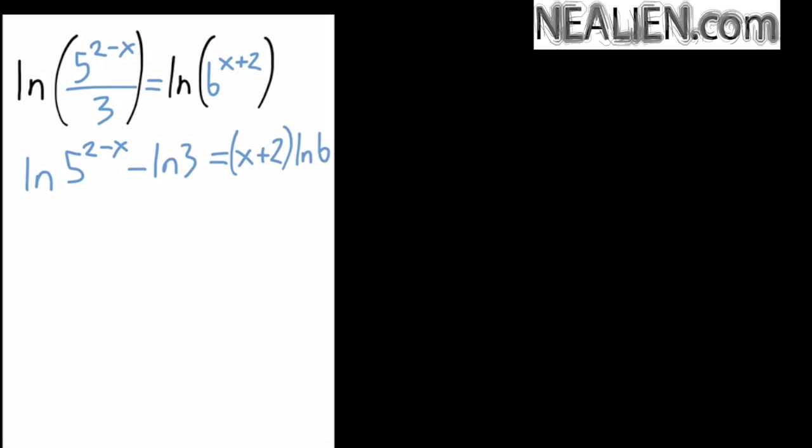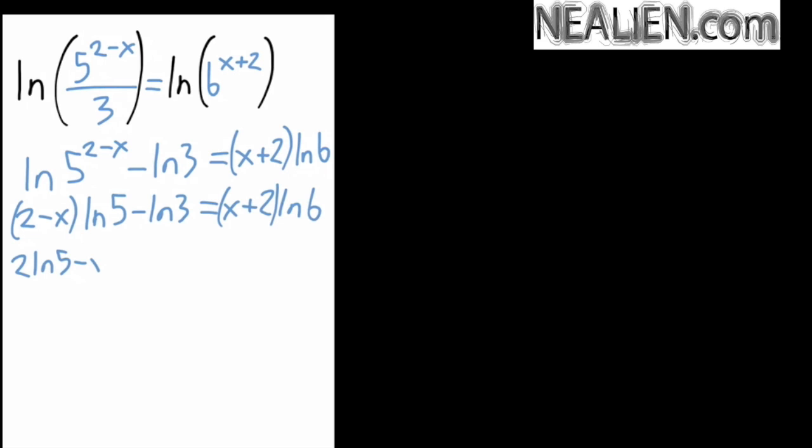Now we did that, or we used that property rather on the right side. We can use the same property on the left side now that we've used the rule with the quotient. So we bring down the exponent, 2 minus x in parentheses times ln of 5. Then we've got minus ln of 3, and it's equal to what we had on the right side with the parentheses. At this point, I'm going to recommend multiplying out what you see on the left side and the right side. So 2 times ln 5 minus x ln 5 minus ln 3, and then equals x times ln 6 plus 2 times ln 6.